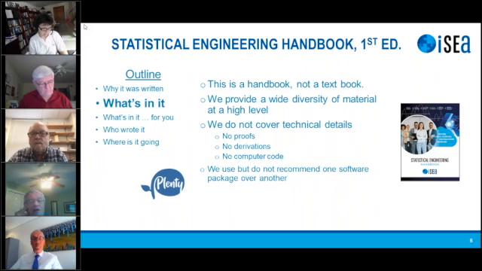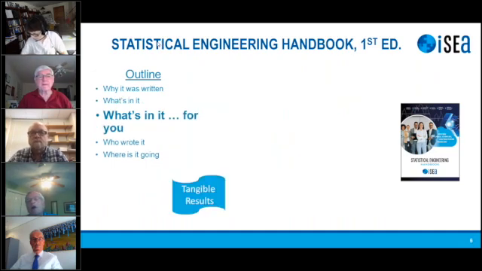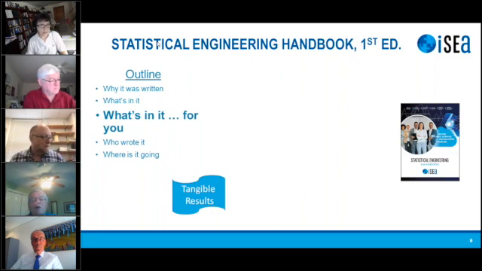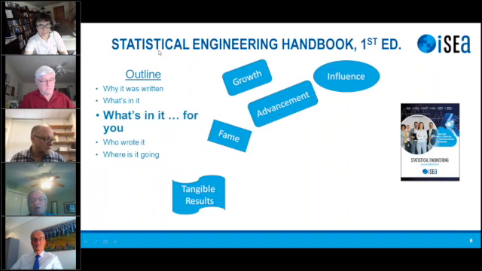We don't go into a lot of technical details, as I said earlier. There are no proofs, there are no derivations, there's no computer code in here. We don't support one computer code over another. We're not going to get into arguments about which is better, R or Python. And we don't recommend whether you should use JMP or Minitab or Statistica or some other package. That's up to you. That's not our purpose in here. So that's what's in it. And what's in it for you, if you go through the handbook and use it as a resource, or if you use it as reading material for edification, you will get tangible results when you start to practice all of the points that we talk about in here.